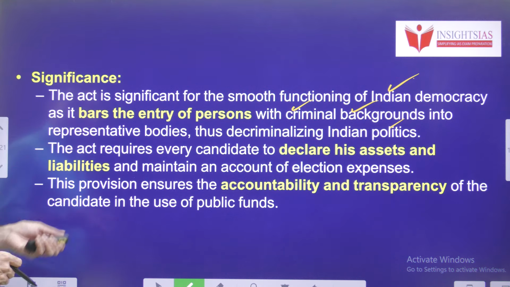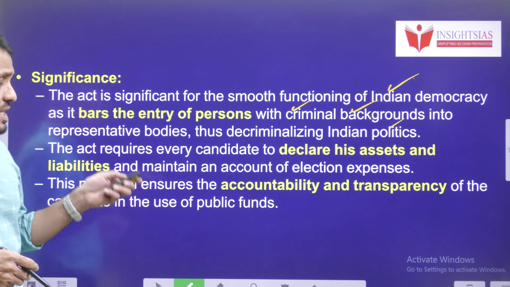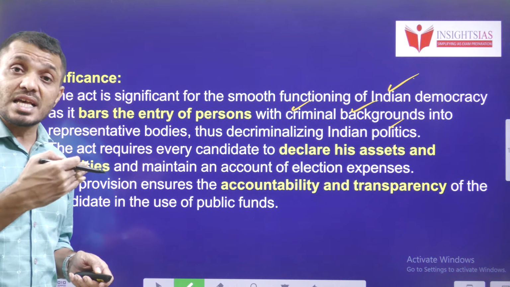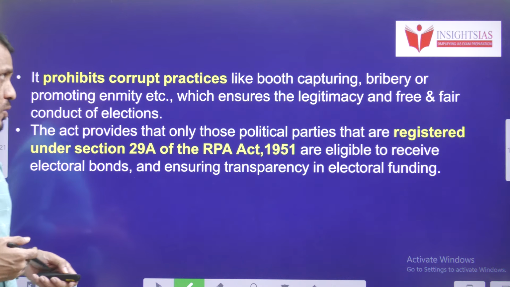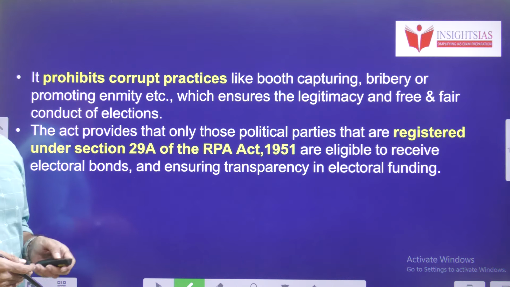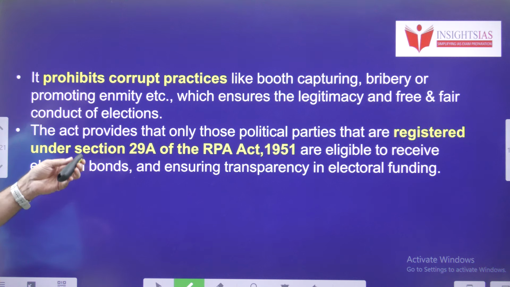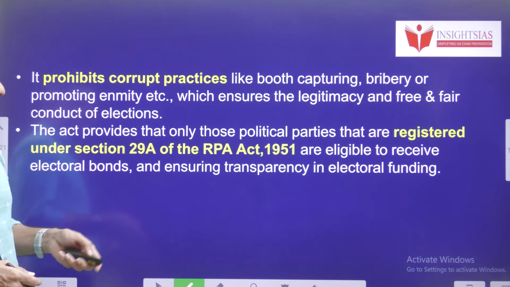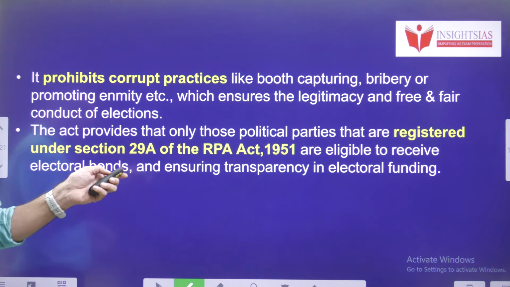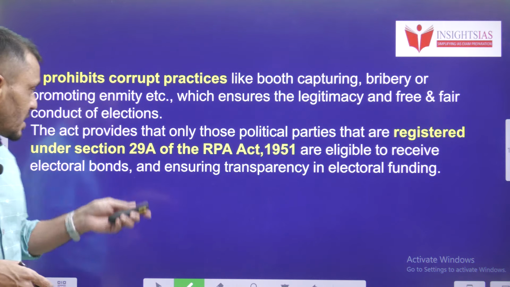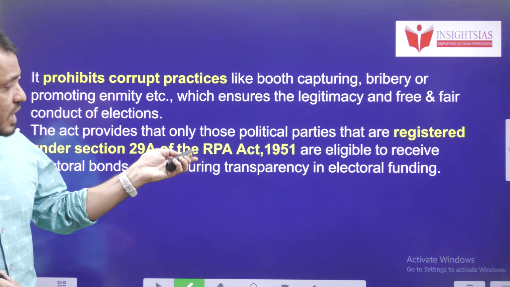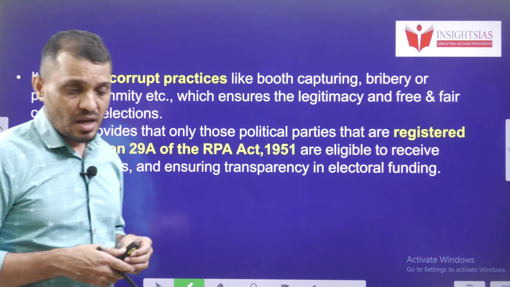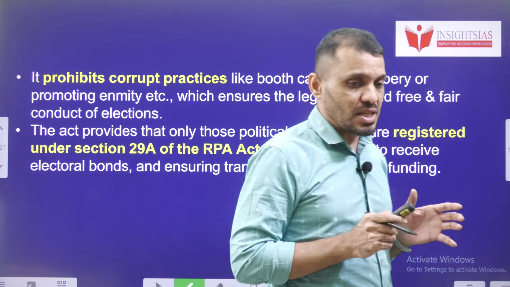The Act requires every candidate to declare his assets and liabilities so that accountability as well as transparency can be improved in the election process. This RPA Act 1951 also prohibits corrupt practices like bribery, booth capturing and promoting enmity, etc. This Act provides that only those political parties that are registered under Section 29A of the Representation of People Act 1951 are eligible to receive funds and to contest in elections.